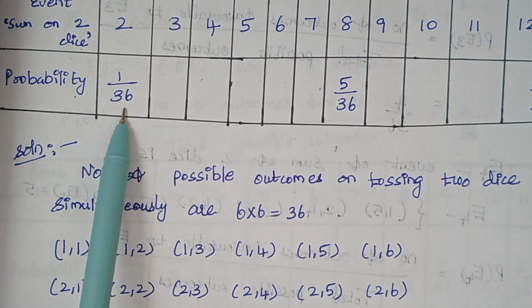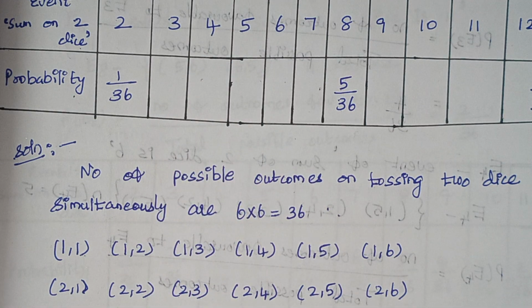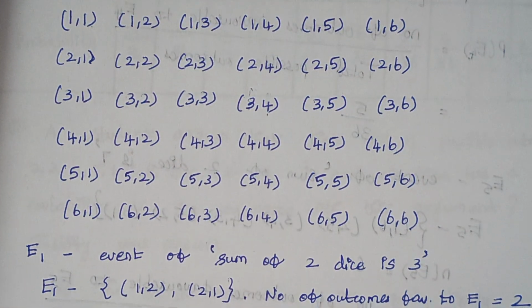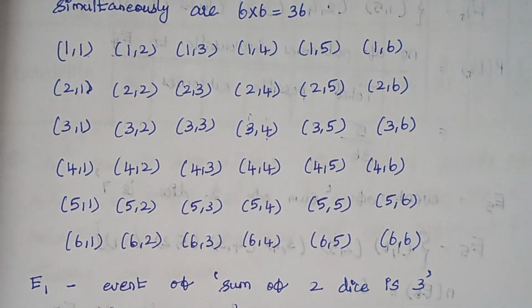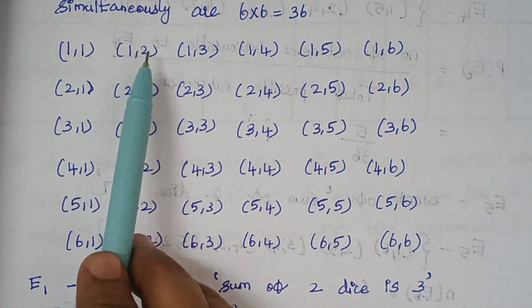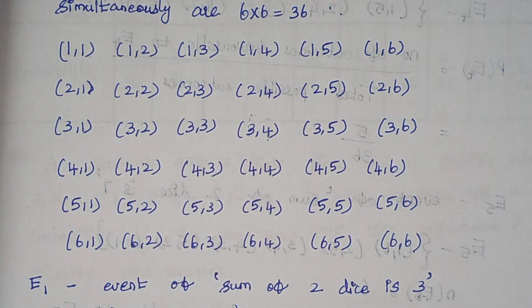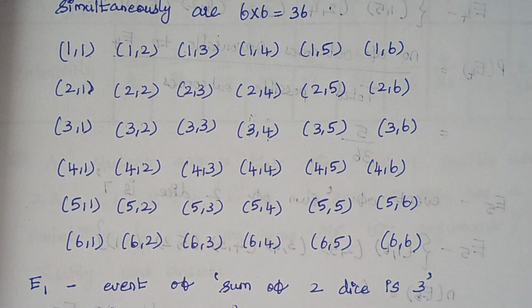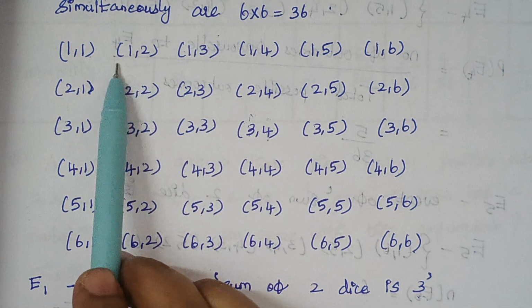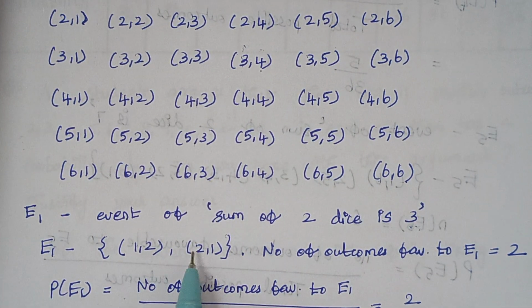So 1 by 36. Now we are going to proceed for 3, 4 and finally we are going to fill this entire table. So first, let E1 be the event that the sum of two dice is 3. When you add two numbers, the answer should be 3 here. So again you start here. When you add 1 plus 2, then it is 3. And again 2 plus 1 gives you 3. But the rest of the numbers, when you add, give a greater number. So 1 plus 3 gives you 4, and 2 plus 2 makes 4, and again 2 plus 3 is 5. So here how many possible outcomes do we have? We have 1, 2 and 2, 1. So therefore E1 is 1, 2 and 2, 1.